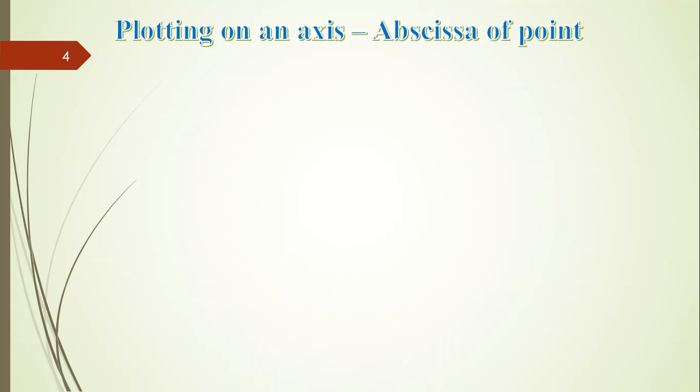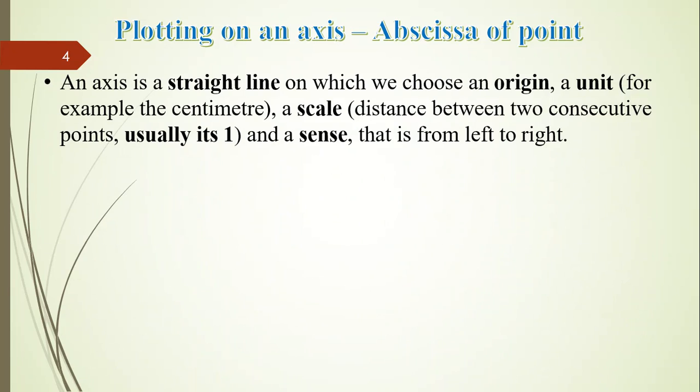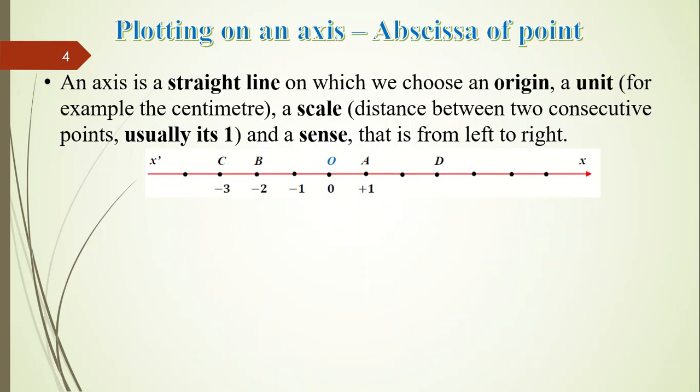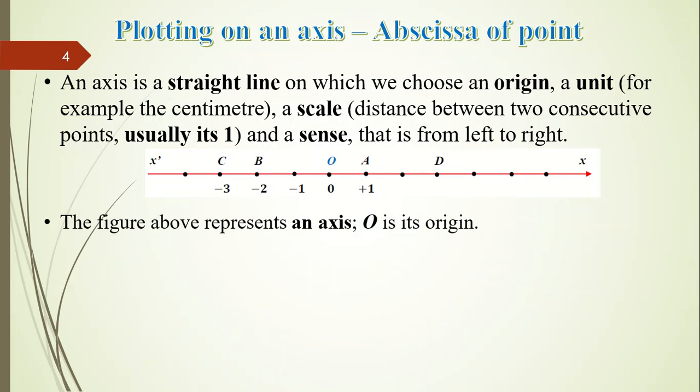Plotting on an axis, abscissa of a point. An axis is a straight line on which we choose an origin, a unit, for example the centimeter, a scale, which is the distance between two consecutive points, usually it's 1, and a sense, that is from left to right. The figure above represents an axis. O is its origin.